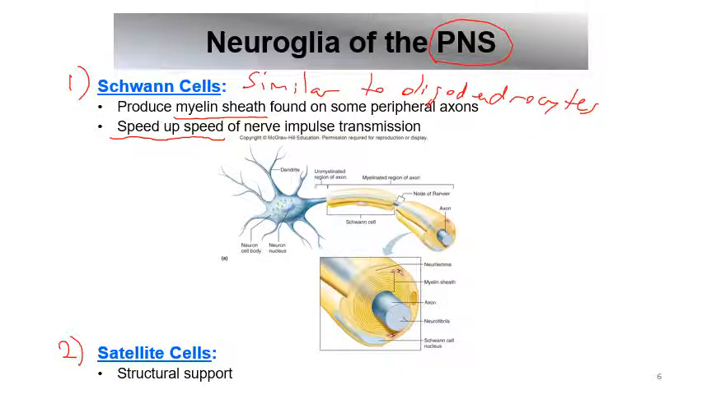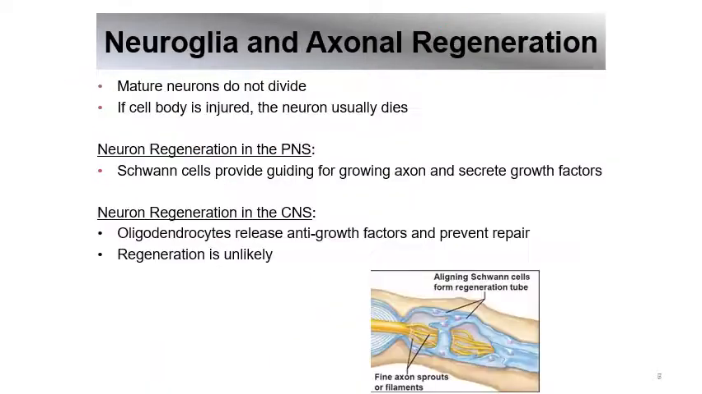Then the other one, the satellite cells. These are similar to the astrocytes. So they also provide the structural support. Keep the neurons in place.